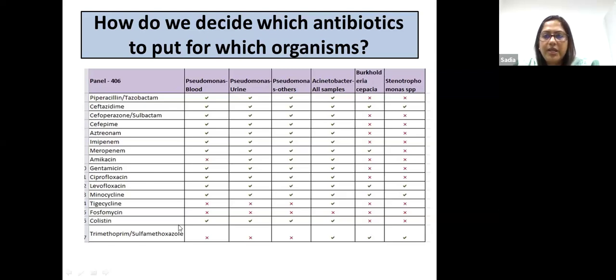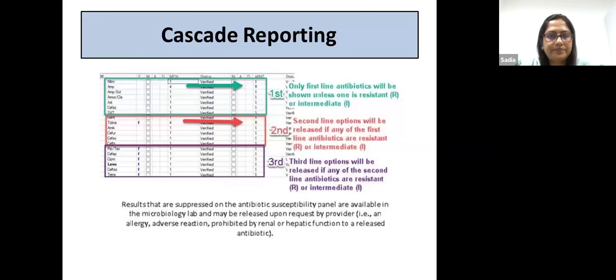Okay, so only in certain laboratories, or certain research laboratories, you may have the luxury to test for all the antibiotics. Otherwise, group representative antibiotics are taken, and antibiotics which are usually used in clinical practice for particular organisms are taken, and they are tested for these AST panels.